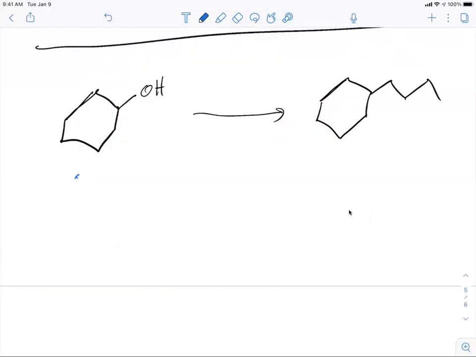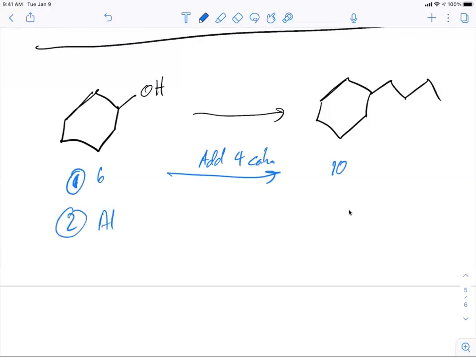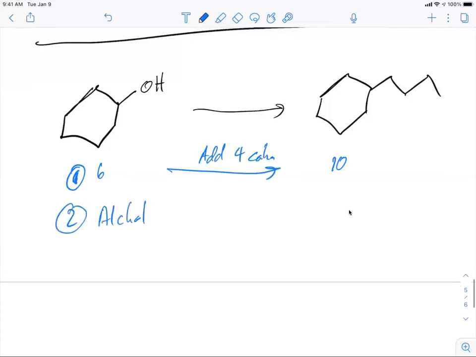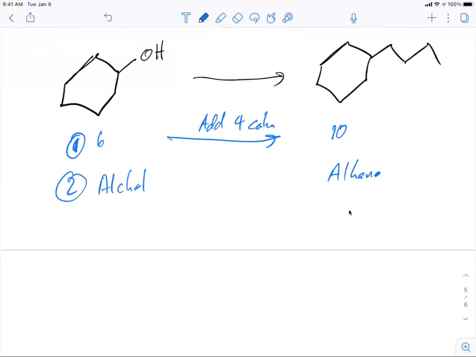If we look at number 1, right, how many carbons? Here we have 6 carbons. Here we have 7, 8, 9, 10. We have 10 carbons. So we're going to be adding 4 carbons. If we look at 2 here, we've got an alcohol going to an alkane. So in this process, right, we need a carbon-carbon bond forming reaction. And we've got a loss of an alcohol.